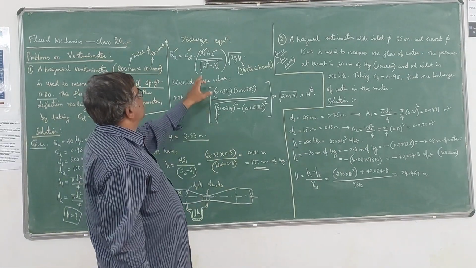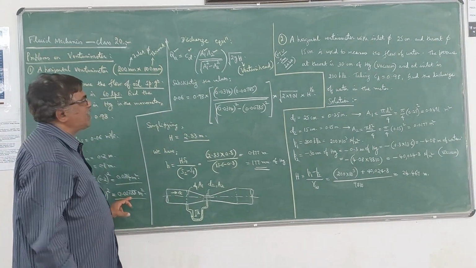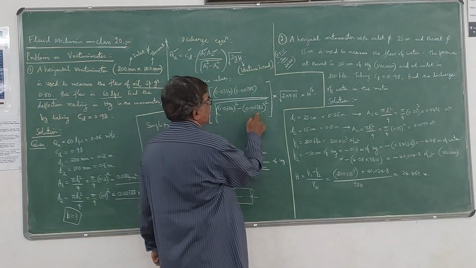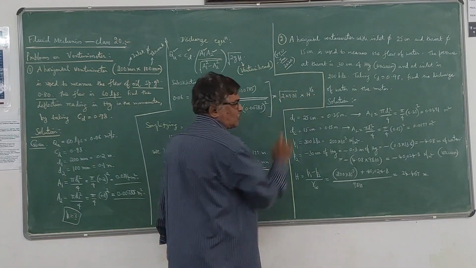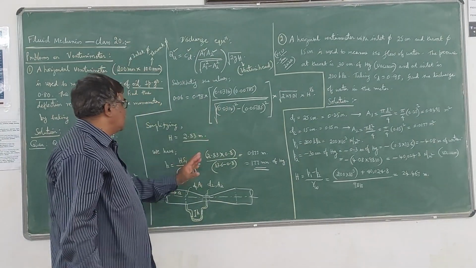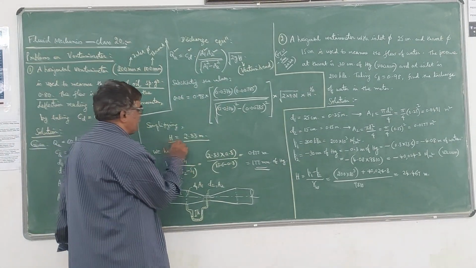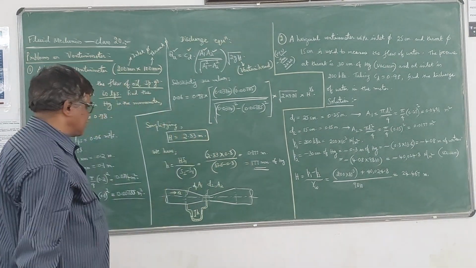So A1 is 0.0314, A2 is 0.00785, divided by root of A1 square minus A2 square, into root 2g into H to the power of half. That is, root H can be taken as H to the power of half. Now on simplifying this, you get the value of H, the Venturi head, as 2.83 meters. It will be in meters.